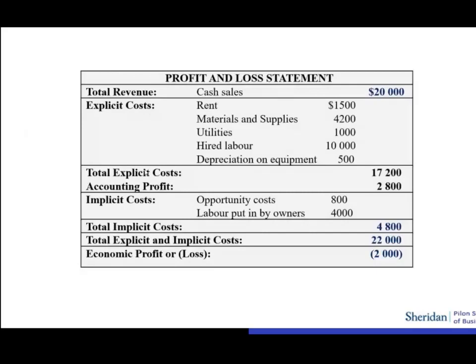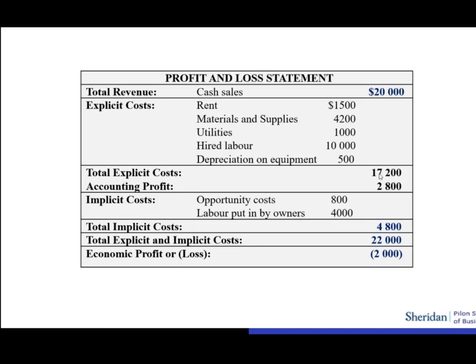Okay, so let's first begin with a discussion of explicit versus implicit costs. Any firm, when they do their profit or loss statement, is going to be looking at their total revenue. In this example, it's $20,000. And to get accounting profit, they're going to be subtracting off any explicit costs. These are any expenses that they incurred to generate this revenue. In this case, the total explicit costs were $17,200, and the accounting profit then was $2,800.